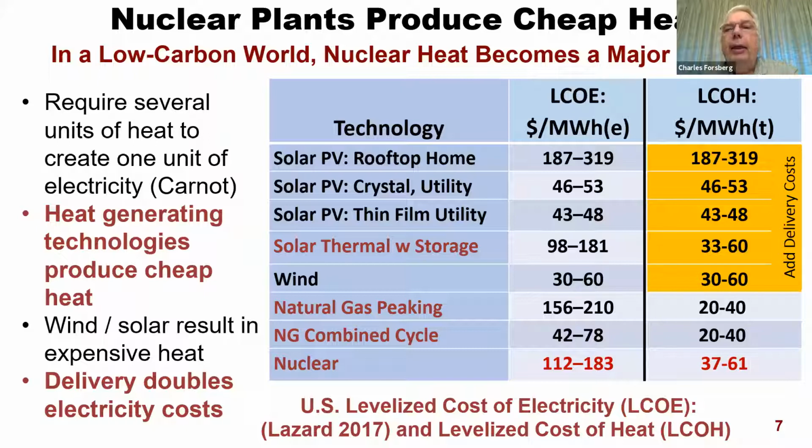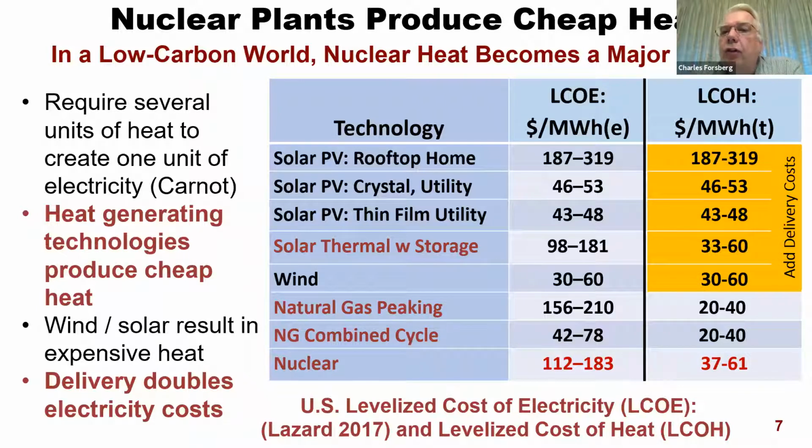Now, in a low carbon world, nuclear is the low cost energy source. And we show here various technologies showing the levelized cost of electricity and the levelized cost of heat. And we show this for PV, for wind, natural gas, and nuclear. Now, the levelized cost of electricity for most electrical technologies and the levelized cost of heat for most applications is the same. And the reason, of course, is quite straightforward.